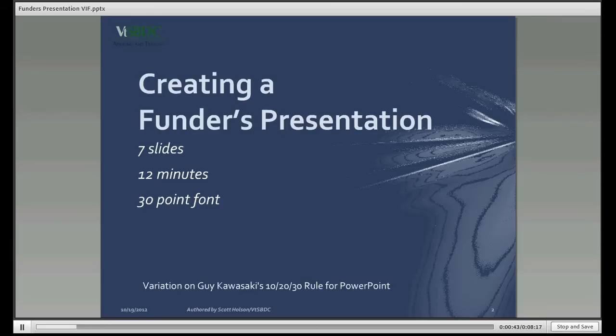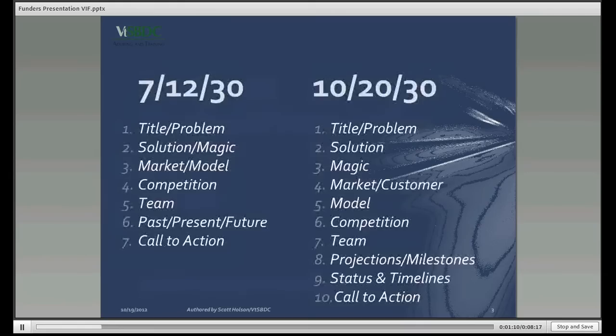Guy Kawasaki's 10 slides, 20 minutes, 30-point font rule for presentations is going to be modified for this presentation, since you'll only have 12 minutes to deliver it and 3 minutes for questions and answers. So this presentation will focus on 7 slides. You will find that keeping to the 30-point font will force you to simplify and clarify your message. If you can't keep to the 30-point font, you are not being succinct enough.